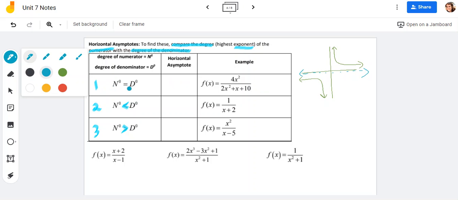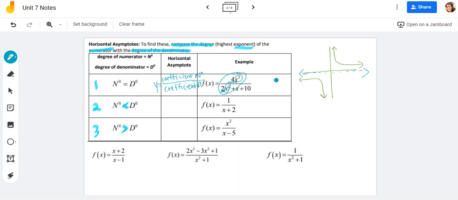Looking at the first one, when the degrees are equal, the asymptote is going to be found by dividing the coefficients. The coefficient of the numerator degree divided by the coefficient of the denominator degree. So if we look at this example, we see x squared is our highest degree in the numerator, and x squared is the highest in the denominator. So look at these two terms and take the coefficients, 4 and 2. So our horizontal asymptote would be 4 divided by 2, which just equals 2.